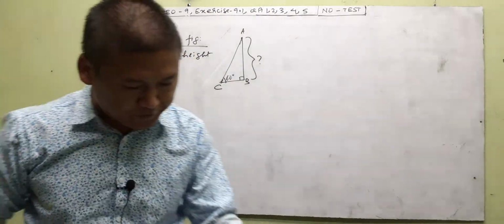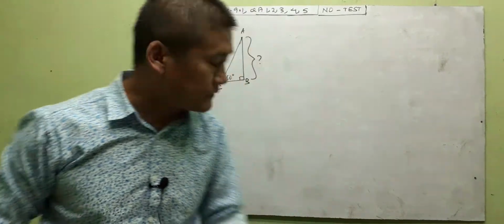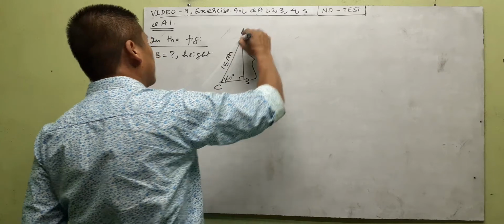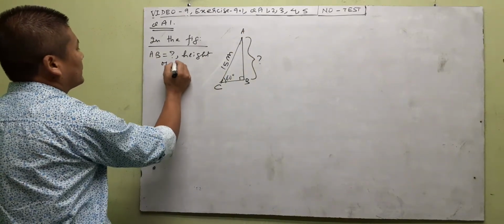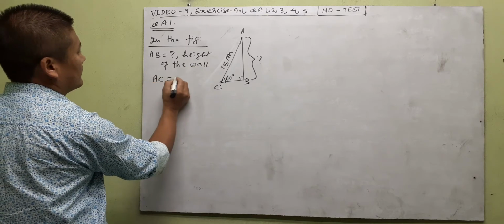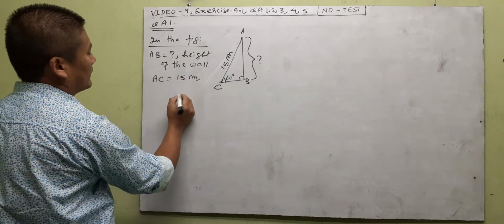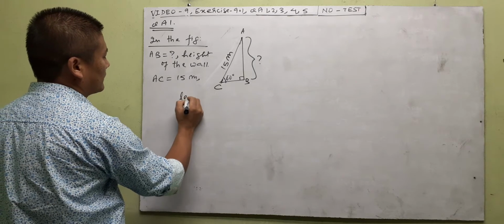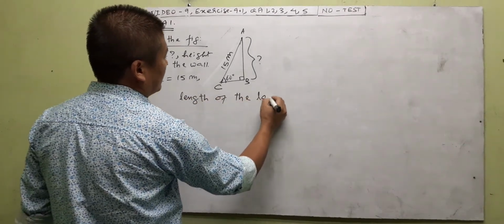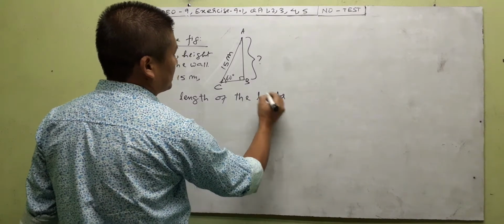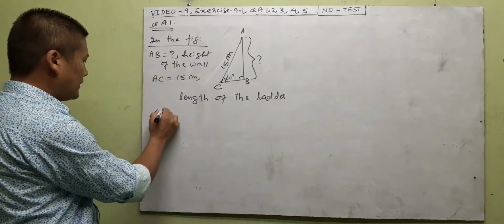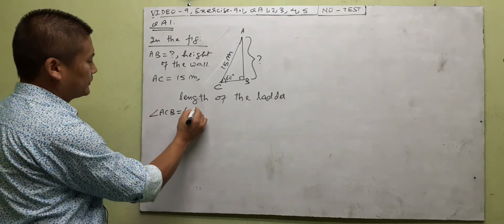Okay, one thing is mentioned to us, the ladder is 15 meter long. So this is the 15 meter long ladder, the exact height of the wall, and AC is 15 meter. This is nothing but the length of the ladder that exactly places to the top of the wall and makes 60 degree with the ground. Then angle ACB is 60 degree.